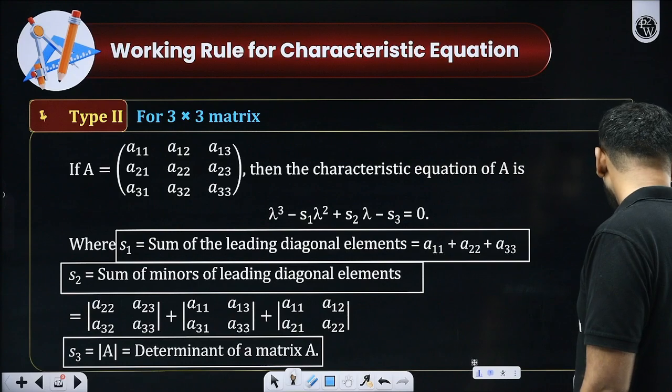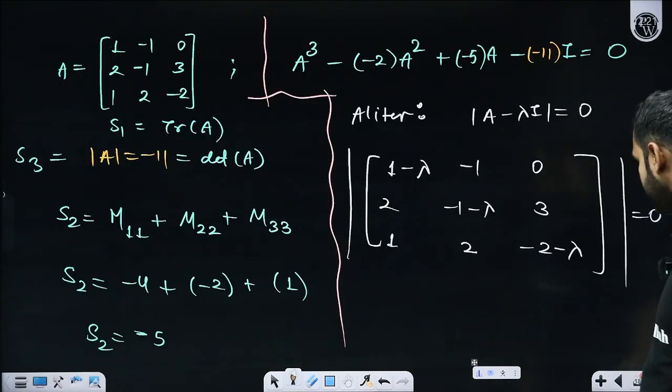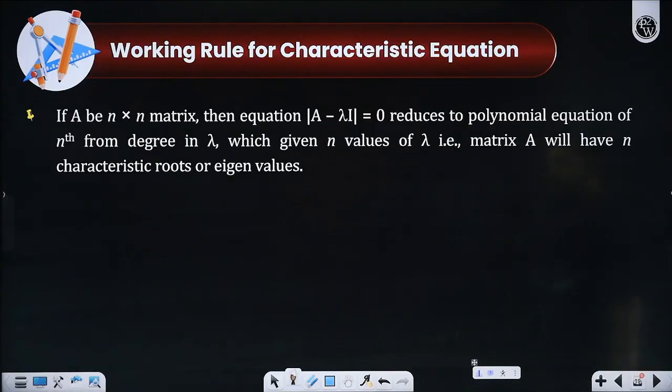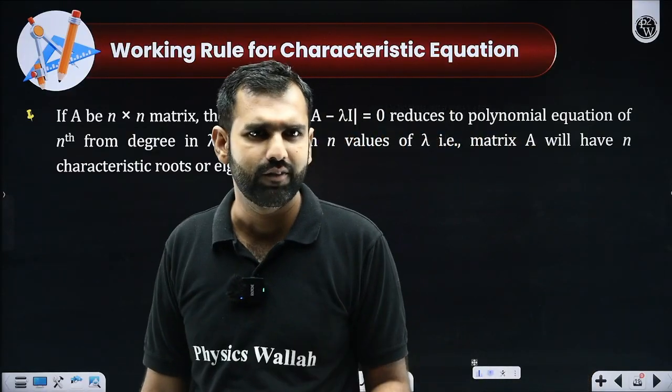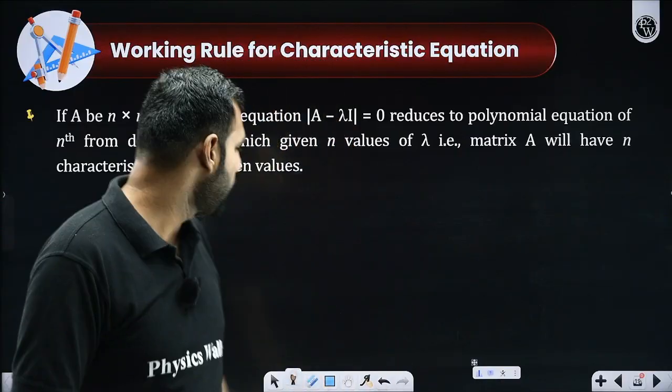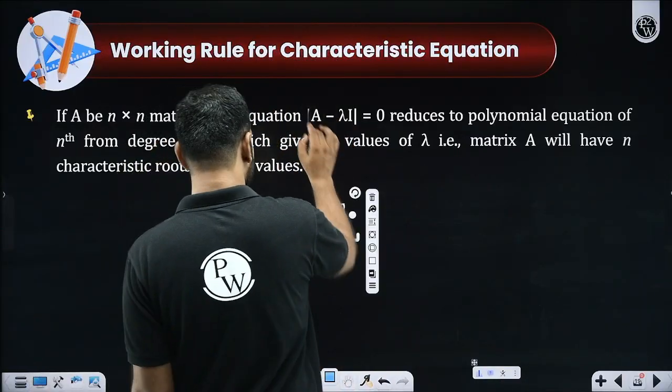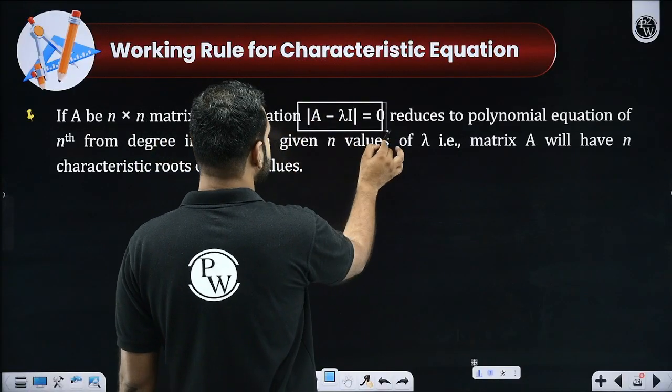I hope both the short techniques you will remember. They are not short techniques. They are the rules developed by a lot of people. So this is the working rule which we have just discussed. If you ever get confused, sir, I have forgotten that short trick, I have forgotten that formula, I don't remember it. You can always stick to this idea where you do this A minus lambda I determinant 0.